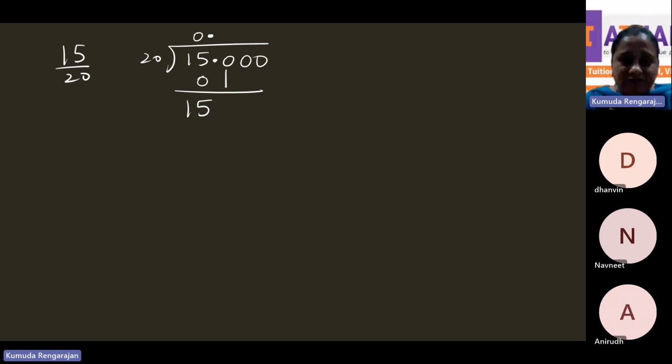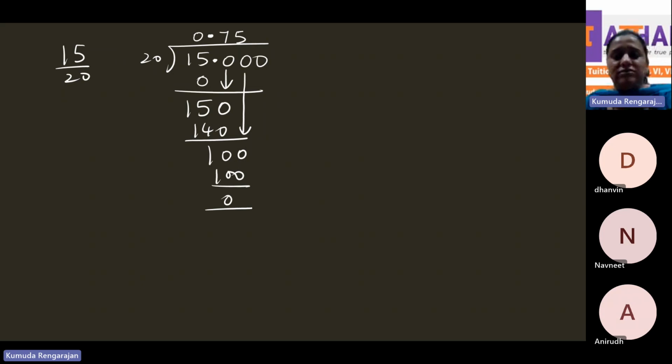Now bring the next digit down. 0 comes down. 20 times 7 is 140. 10 is a remainder. Bring the next 0 down. Now 20 times 5 is 100. 0 is a remainder. So the value of 15 by 20 is 0.75.